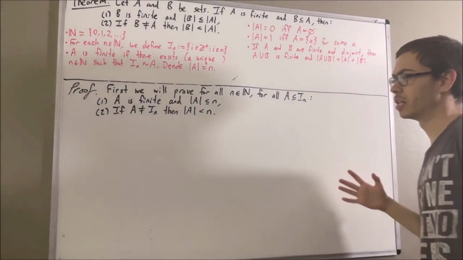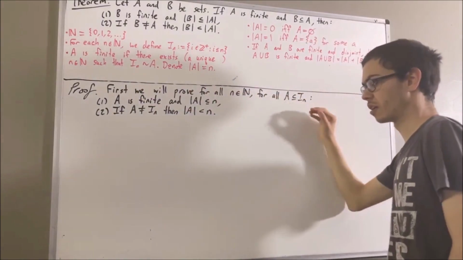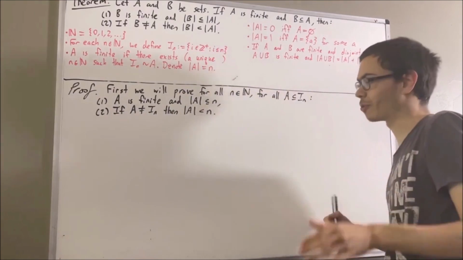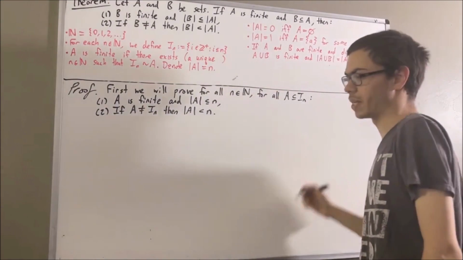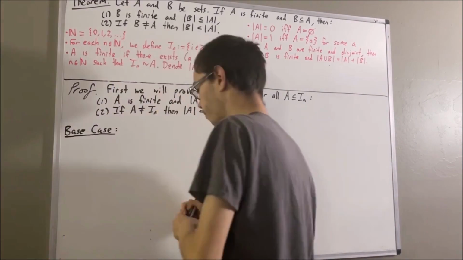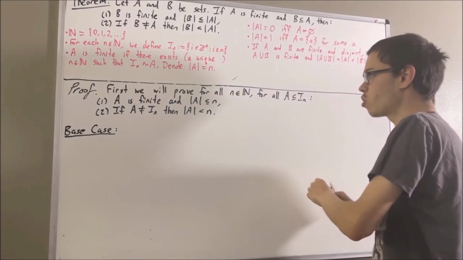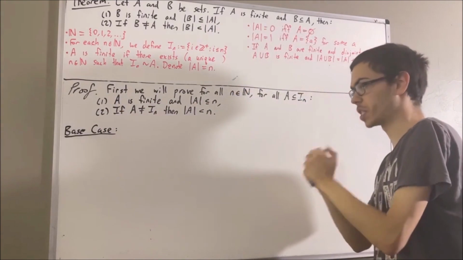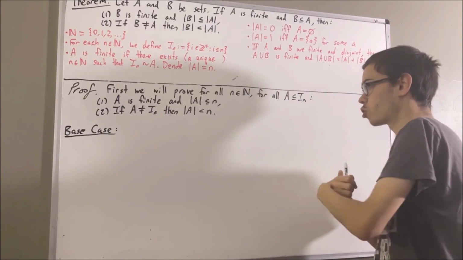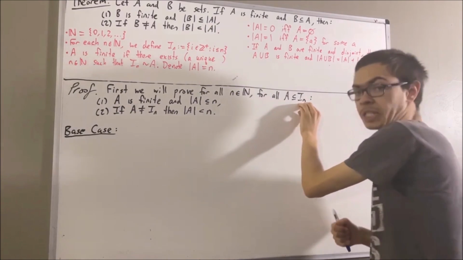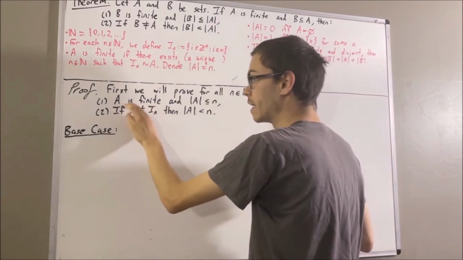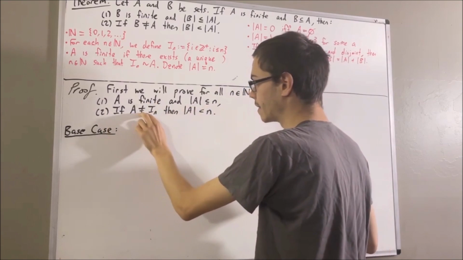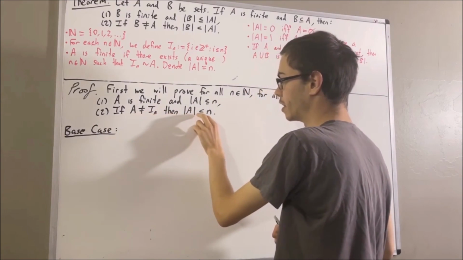Okay, so now let's get into proving this statement. And since we're trying to prove a statement about all natural numbers, let's use mathematical induction. And to do so, let's start with the base case. In the base case, we're trying to prove that this is true in the case where n is equal to 0. Which means we're trying to prove that for all subsets A of I0, we have that A is finite and the number of elements in A is less than or equal to 0. And second, if A is not equal to I0, then the number of elements in A is strictly less than 0.